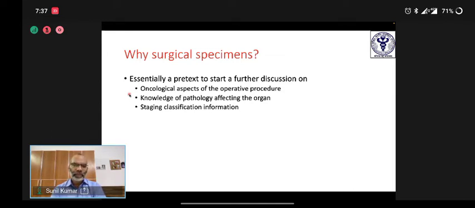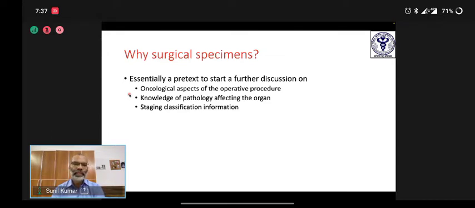Essentially, practically speaking, that becomes a pretext to start further discussion. You have identified the organ, you have identified the pathology and possible operative procedure. Things don't end there, because there is almost a 10 to 15 minute discussion for this section, so you can't finish that in 10 minutes.